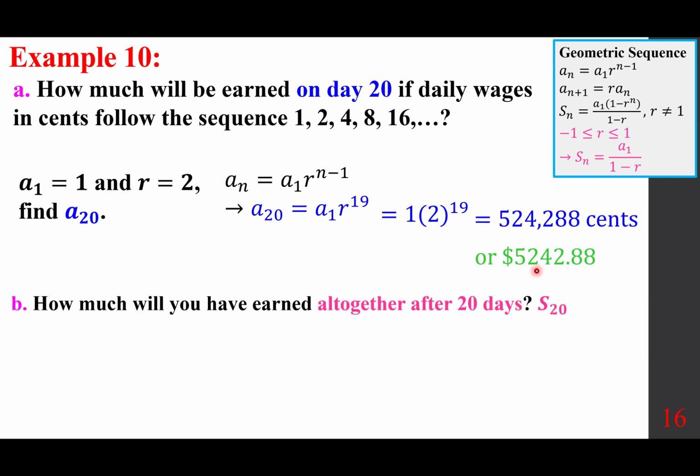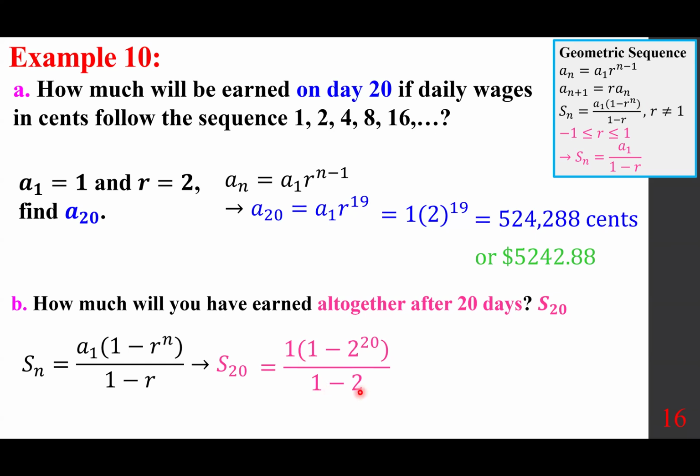All right. How much will you have altogether after 20 days? That means S sub n, more specifically, S sub 20. And that means now we're going to use this formula. So plug in. A sub 1 is 1, 1 minus 2 to the power of 20 over 1 minus 2. So 2 to the power of 20 subtracted from 1 divided by negative 1. And you get this number in cents. And move the decimal here. You get $10,485.75. If they give us 1 cent only and then double it for 20 days, it adds up that fast to $10,485.75.